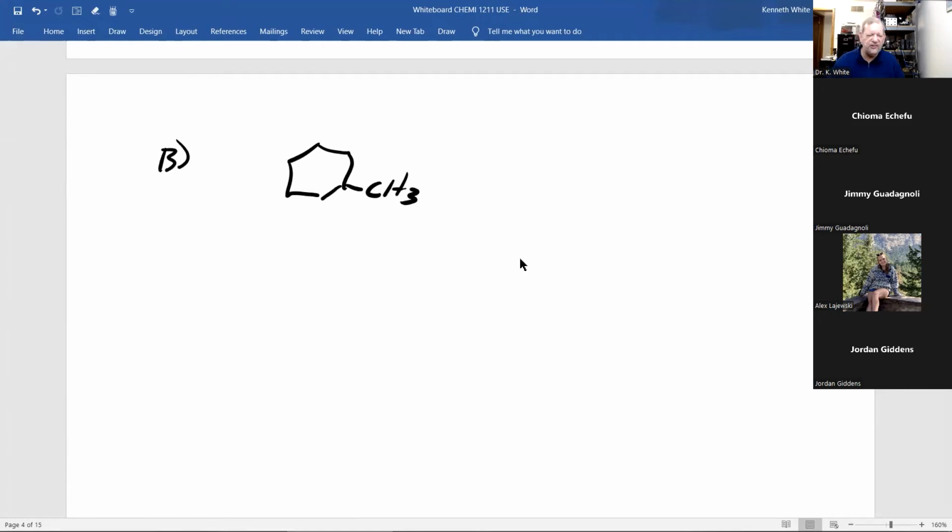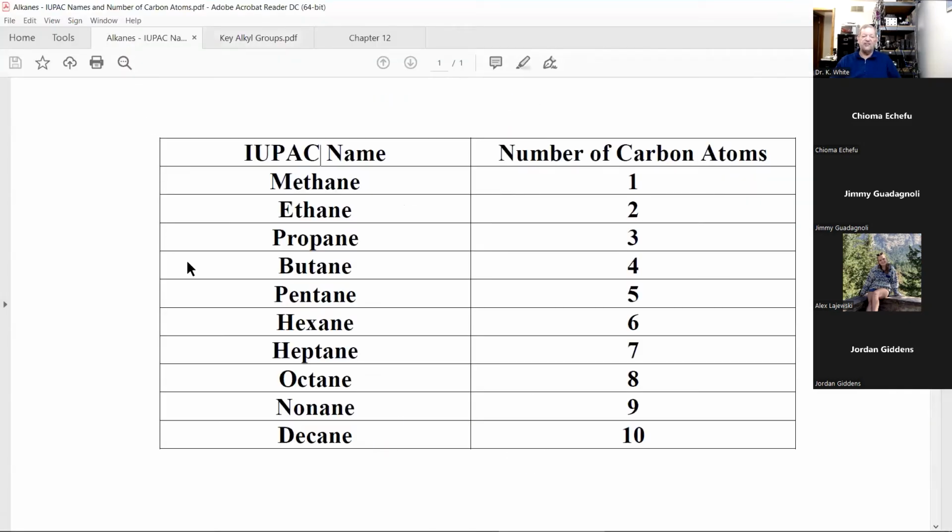Your turn. What's the IUPAC name for that molecule? Hopefully by now you figured out there's 6, yes, 6 carbons in a ring. And I'll help you out because you probably haven't memorized this yet. 6 carbons is hexane. Your turn to finish up.